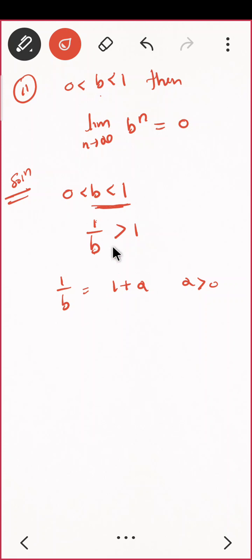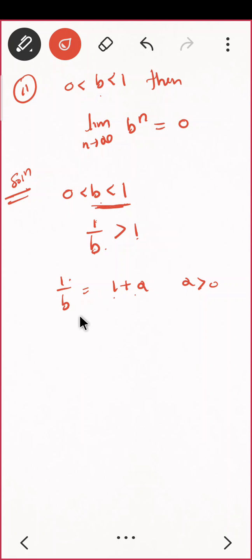Is that clear to you? Did you understand what I did? I wrote b is less than 1, so 1 upon b is greater than 1. So I'm writing 1 upon b is equal to 1 plus something, because it was greater than 1. So I'm just writing 1 plus something, and it was strictly greater than 1. So this is non-zero also. It is strictly greater than. Okay.